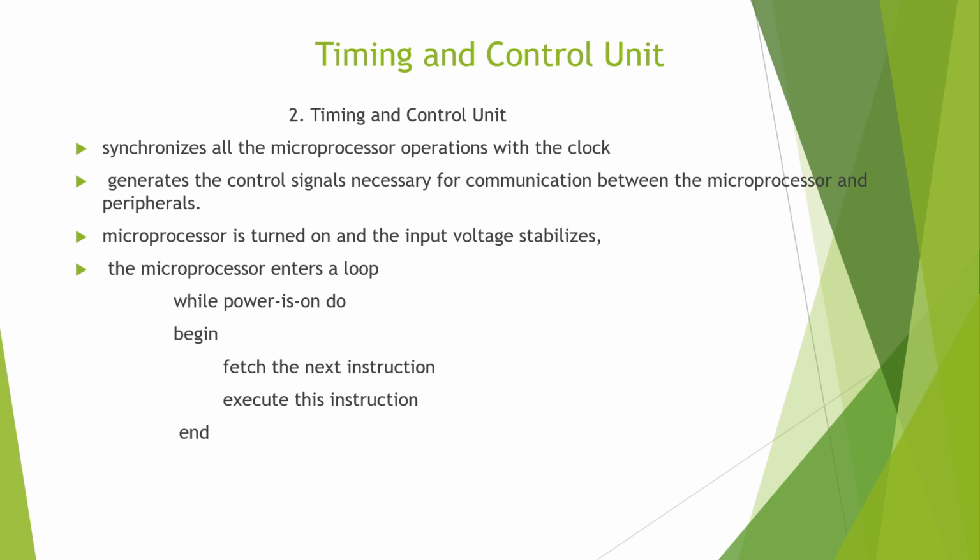The timing and control unit synchronizes all the microprocessor operations with the clock and also generates the control signals which are necessary for communication between the microprocessor and the peripherals. When the microprocessor is turned on and input voltage stabilizes, the microprocessor enters a loop. As long as the power is on, the microprocessor will fetch the next instruction and execute that instruction. This process goes on until the power is switched off.